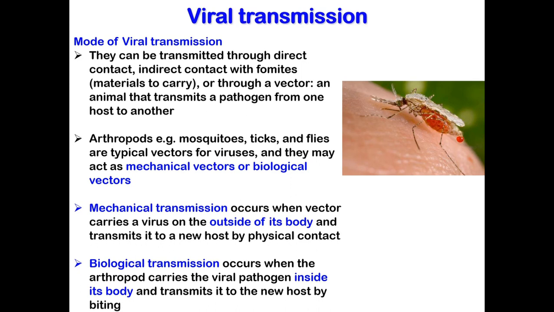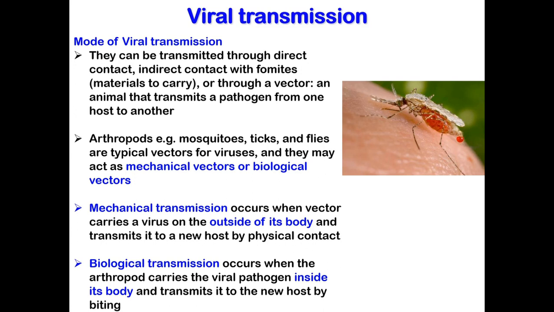So viruses can be transmitted through direct contact or through indirect contact with fomites. The definition of a fomite is an object or material that is likely to carry infection, so things like clothes, utensils and furniture. Or viruses can be transmitted through a vector, which is an animal that transmits a pathogen from one host to another. Arthropods, for example, mosquitoes, ticks and flies, are typical vectors for viruses and can act as mechanical vectors or biological vectors. So what do we mean by that?